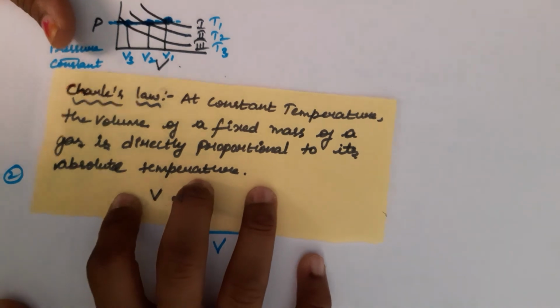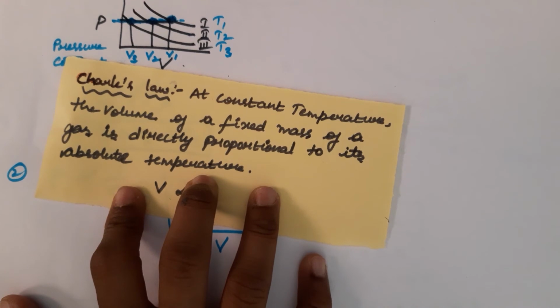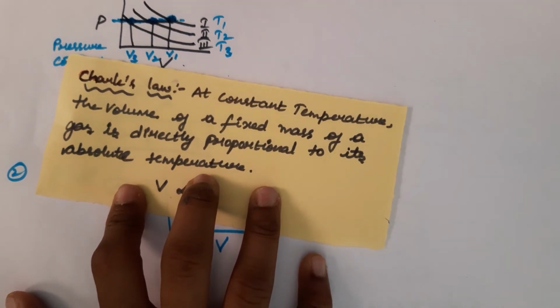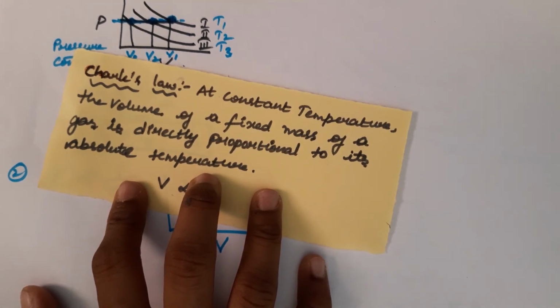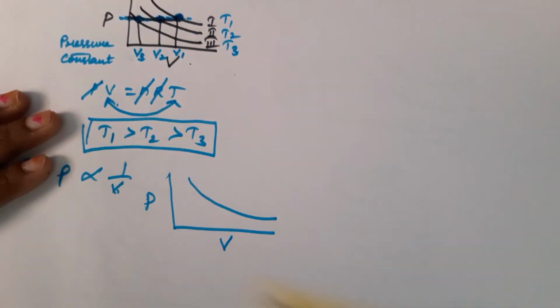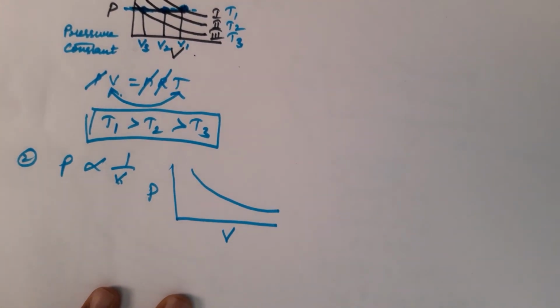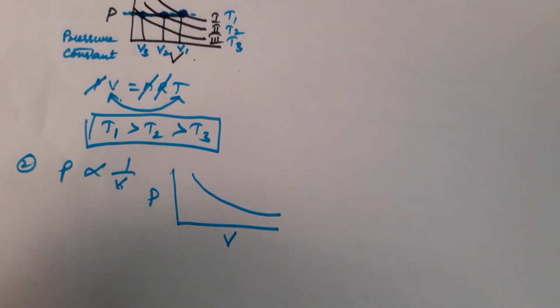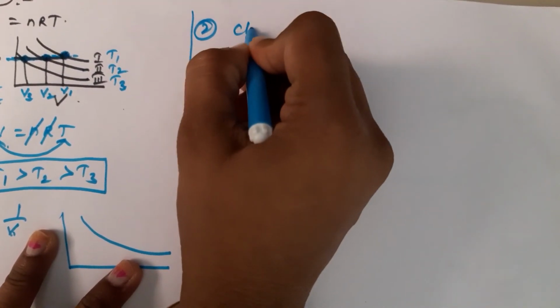See what is meant by Charles law? At constant pressure, the volume of a fixed mass of a gas is directly proportional to its absolute temperature. I am giving one question, students. For Charles law I am explaining this graph of volume and temperature. Based on the ideal gas equation only I can solve this relation.